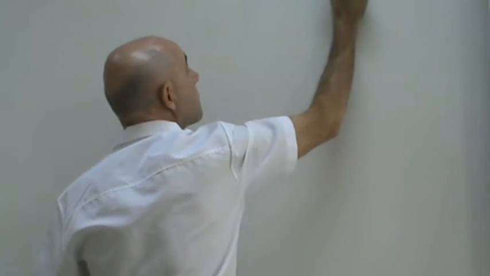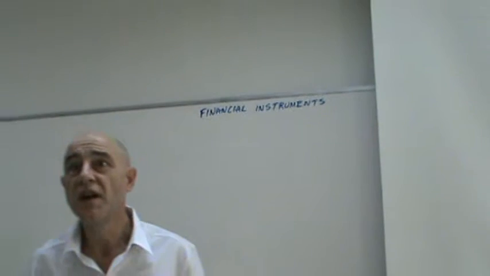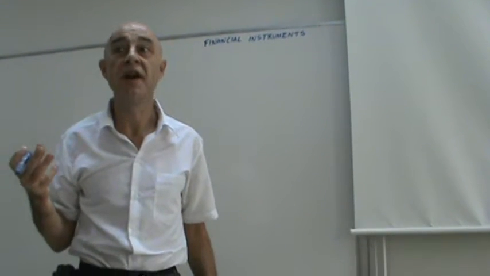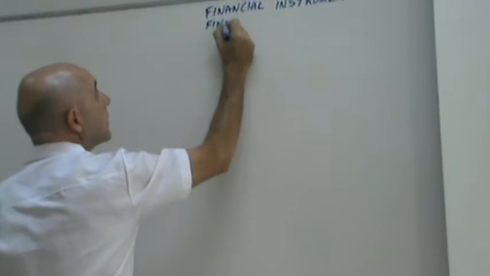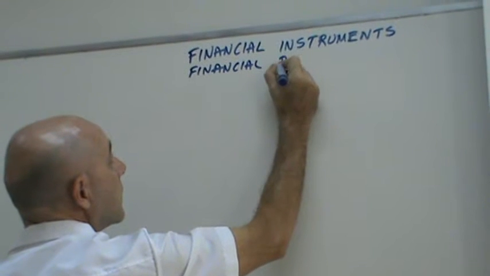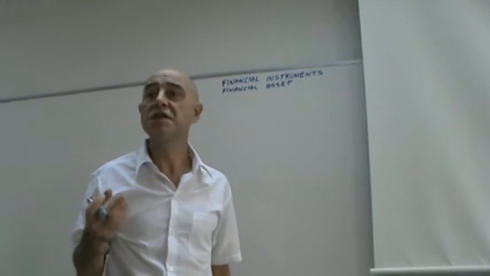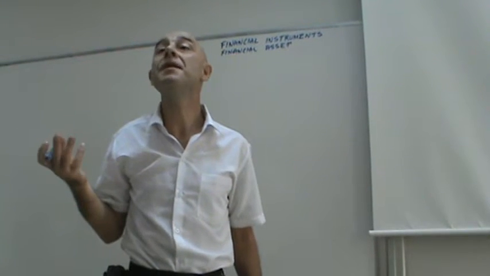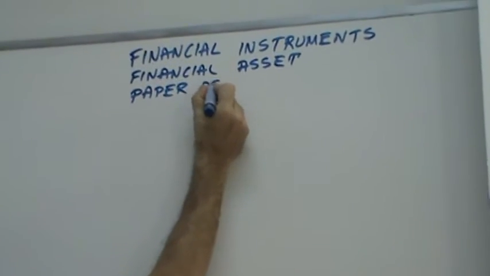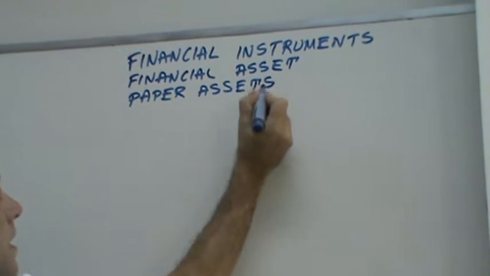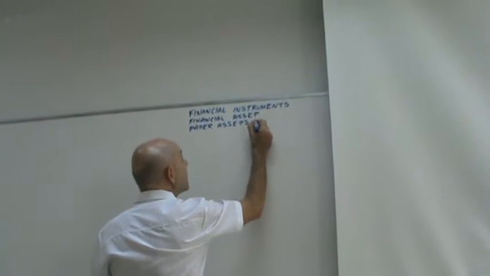Financial instruments. Financial instrument, I already explained last time, is the same as financial asset. Sometimes these are known as, and they're called paper assets. Paper asset. And a lot of times in finance, especially in investing, they just call it paper.